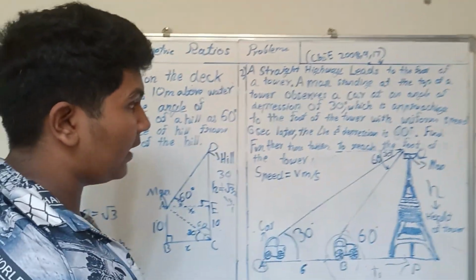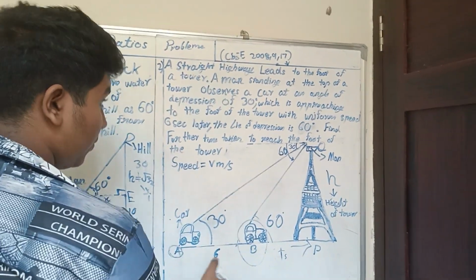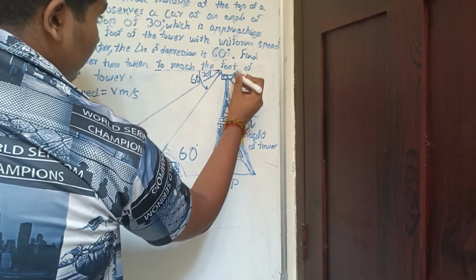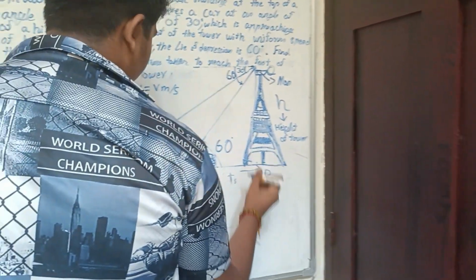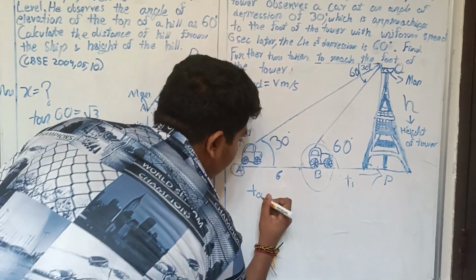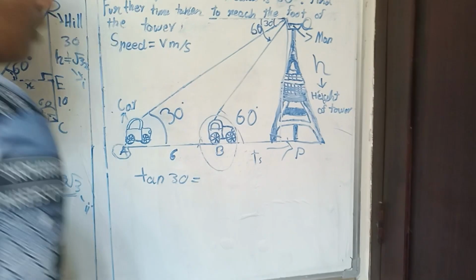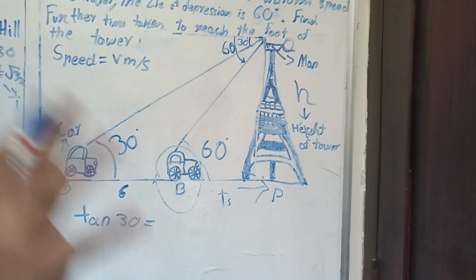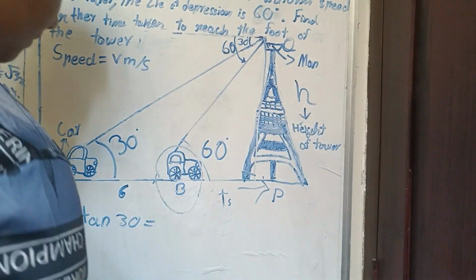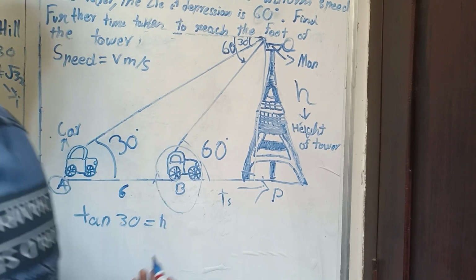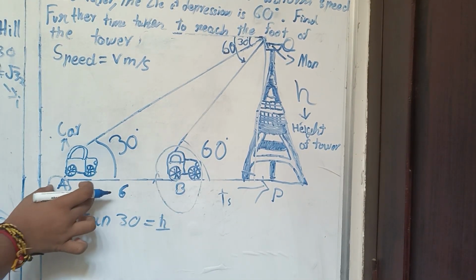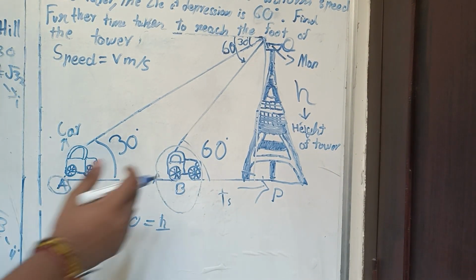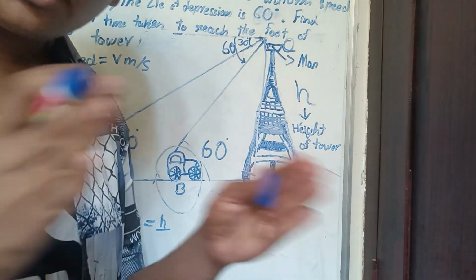So what we have to do first is take this triangle AQP. Since this is 90 degrees, we will take tan 30. What is the formula? Opposite by adjacent. So here is the opposite. They have not given the height of the tower, so we are taking it as h. So h by, and we have to find this too. For this one, BP, we will take Vt, because it's speed into time, right? What's the distance formula? Speed into time.